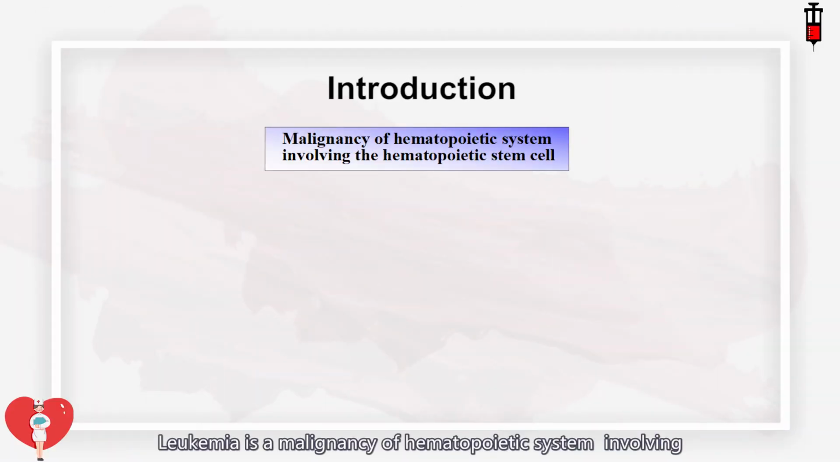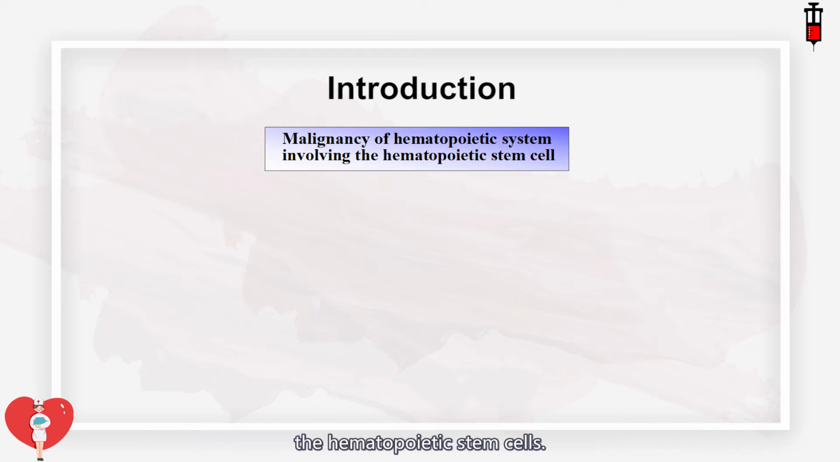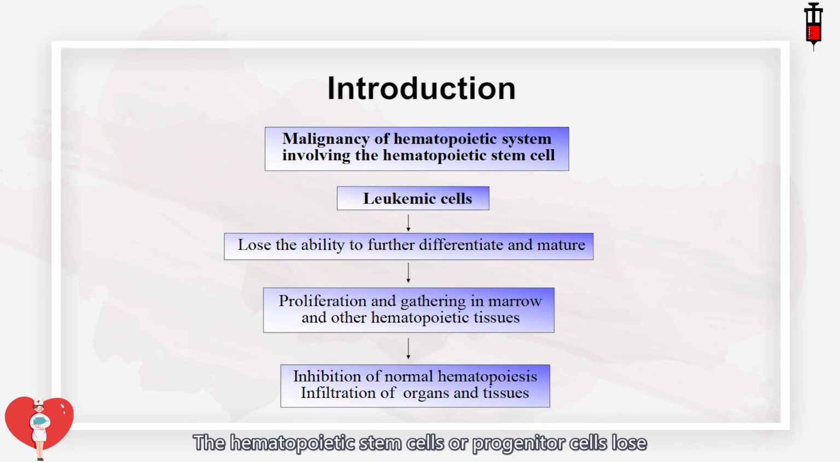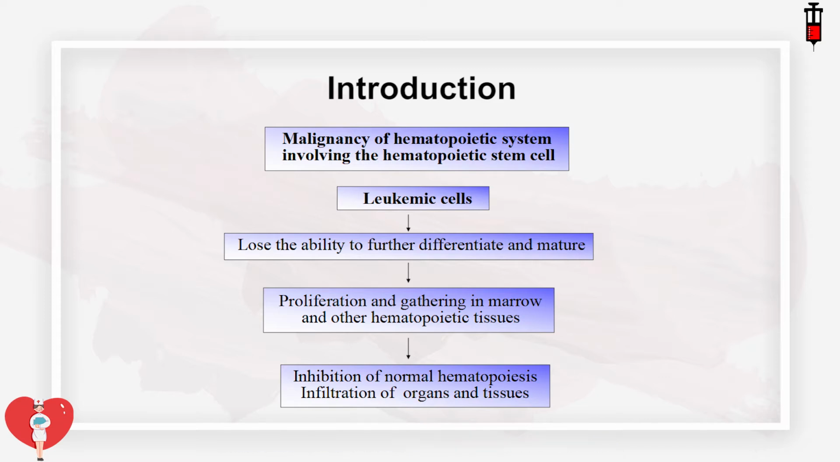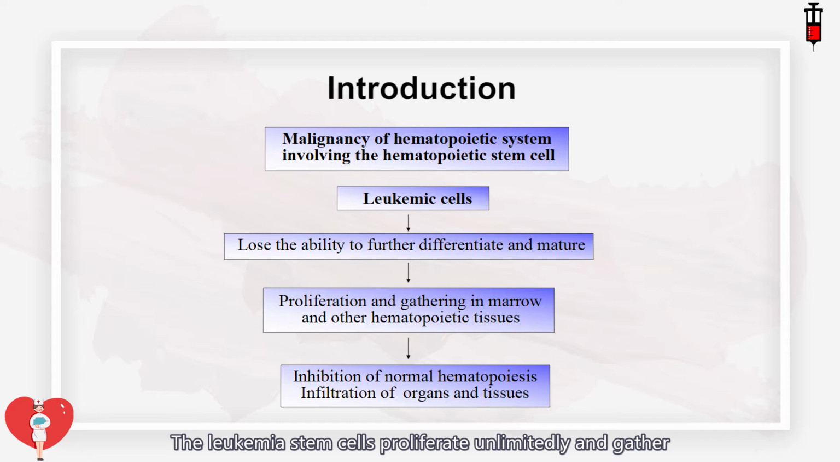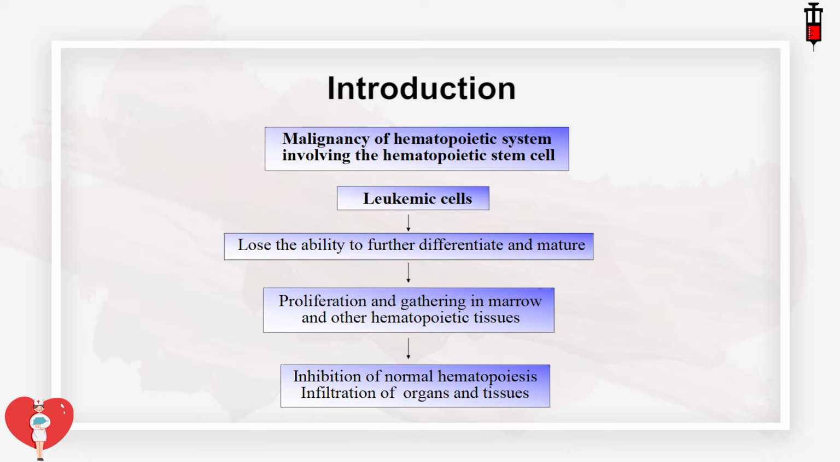Leukemia is a malignancy of the hematopoietic system involving the hematopoietic stem cells. The hematopoietic stem cells or progenitor cells lose the ability to further differentiate and mature and become leukemia stem cells. The leukemia stem cells proliferate unlimitedly and gather in the bone marrow and other hematopoietic tissues. This inhibits normal hematopoiesis and infiltrates organs and tissues.